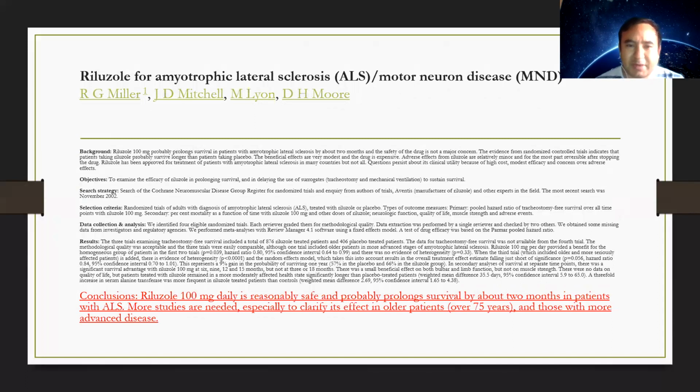Secondly, riluzole for amyotrophic lateral sclerosis, for motor neuron disease: how effective is riluzole? They have done studies, analysis, meta-analysis, and systematic reviews, where they have chosen different studies, RCTs, done over the effect of riluzole on ALS patients. The conclusion they have made is that riluzole 100 mg daily is reasonably safe and probably prolongs survival by about 2 months in patients with ALS, and more studies are needed, especially to get its effect in older patients and those with more advanced disease.